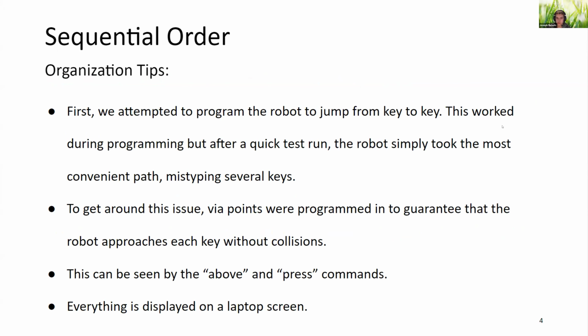As we got to programming it, first we just had it going from key to key, just like a person would, lifting up the finger. But when you do this with the robot and actually run the program, it just drags. So what we had to do is implement a system where it goes to a key, presses it, goes back up, and then goes to the next one. That solved our collisions. And we have a list of the commands that we carried out that you can see on the next slide.